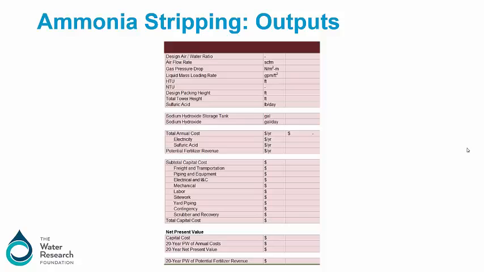The process outputs provided by the tool include design air-to-water ratio based on stripping factor, gas pressure drop, liquid loading rate, packing and tower height, and sodium hydroxide demand for pH adjustment. The model also shows total annual costs, which account for caustic and sulfuric acid costs, in addition to liquid and air pumping costs. The model provides potential yearly revenue from ammonium sulfate sales and a 20-year NPV analysis.